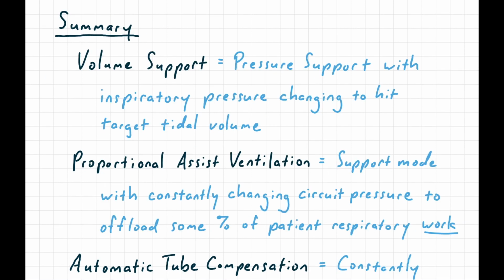So that concludes our tour of advanced computer control ventilator modes. We looked at volume support, which is just like pressure support, except that it adjusts its own inspiratory pressure to hit a target tidal volume. We looked at proportional assist ventilation, which computes the appropriate circuit pressure changes to take on some set proportion of the patient's own work of breathing.